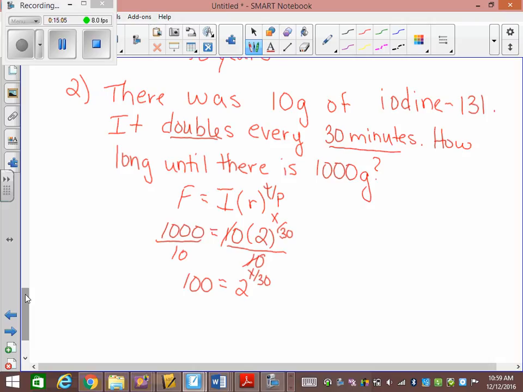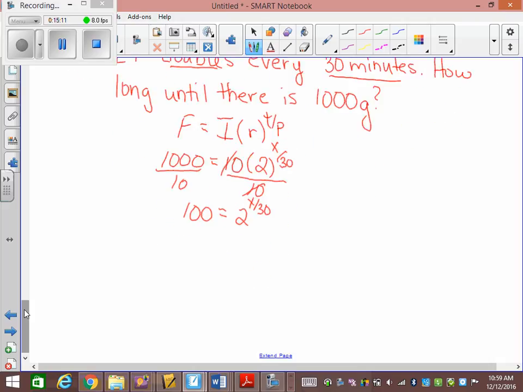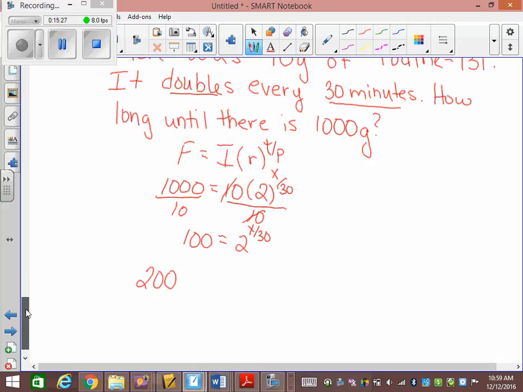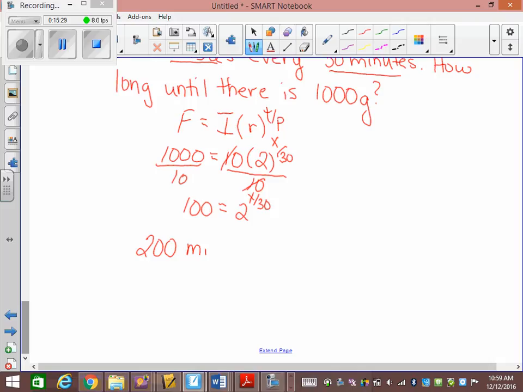So what do you get it to be? 199. Is that correct? So 200 what? Minutes. Because whatever units P is, T is. Whatever units T is, P is, right? So it was in minutes. So this is going to be minutes. It was 199 point blah, blah, blah, which is 200 minutes.